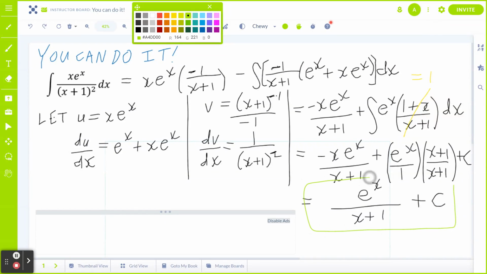Now, if you want to verify that you're doing it right, spend 1 extra minute. Find the derivative. You can use the quotient rule. And when you do, you'll get exactly the question back. I hope this makes sense.